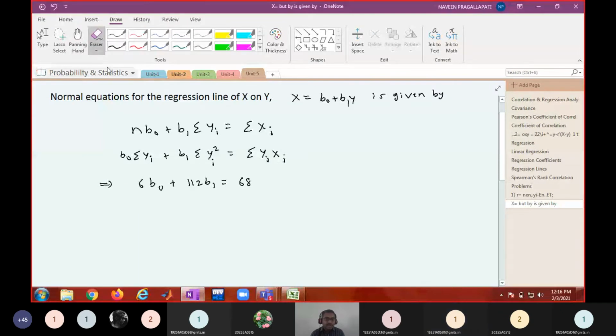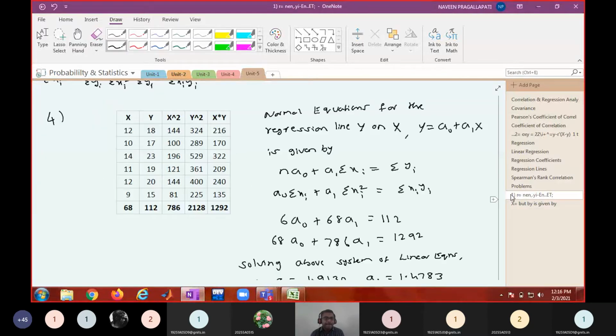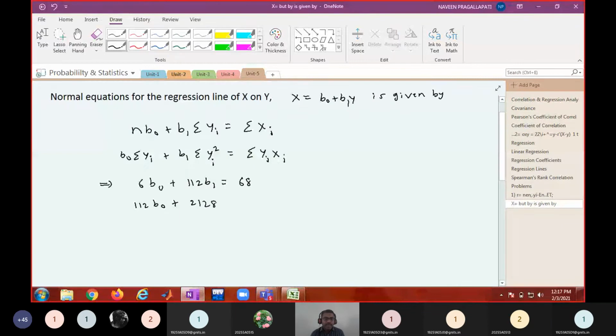Okay, so 112 b naught plus sigma yi square, which is 2128, b1 is equal to sigma xi yi, which is 1292. Okay, so solving this, b naught is 0. Yes. And b1 is exactly 0.6071.